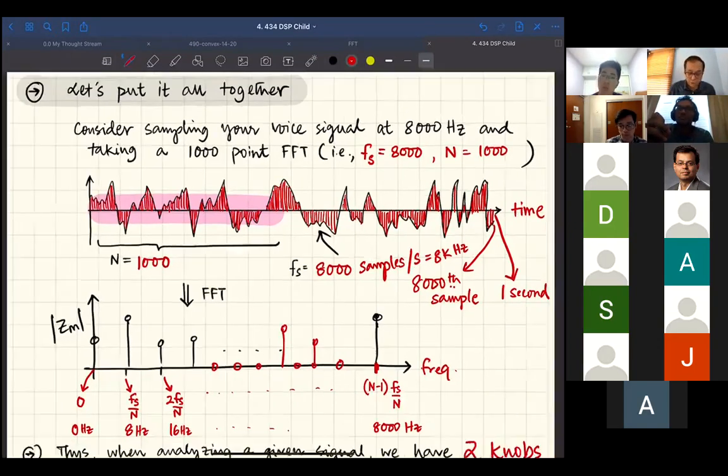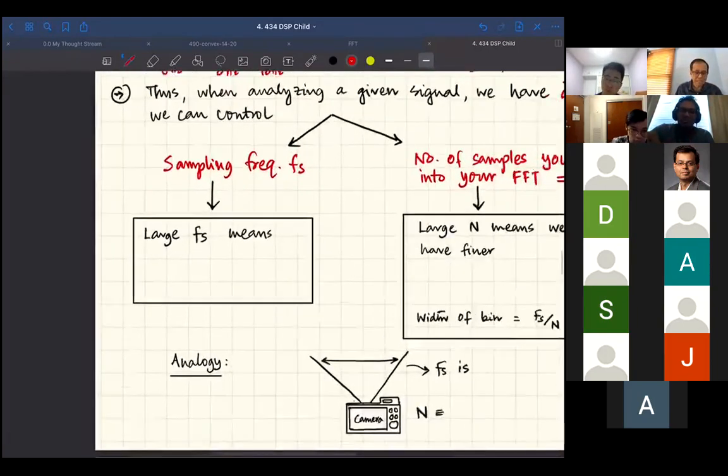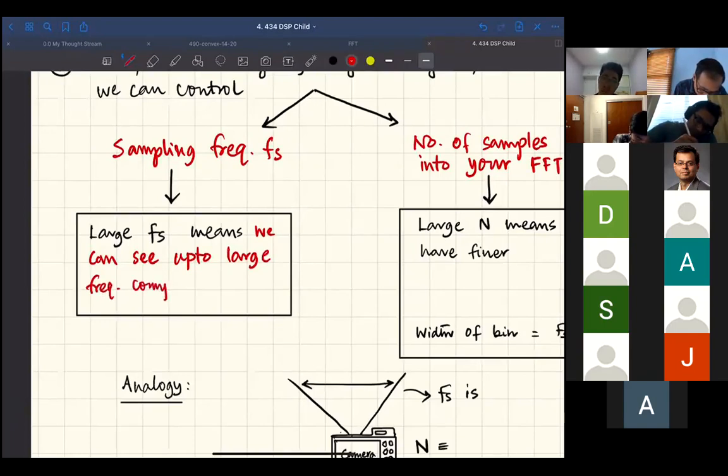Right? So just because you've sampled at 8,000 samples per second does not mean you have to take 8,000 samples. You can take only 1/8 of a second of that signal, which is 1,000 points, 1,000 samples. Okay, hold on. So large Fs means we can see up to large frequency components in that signal.